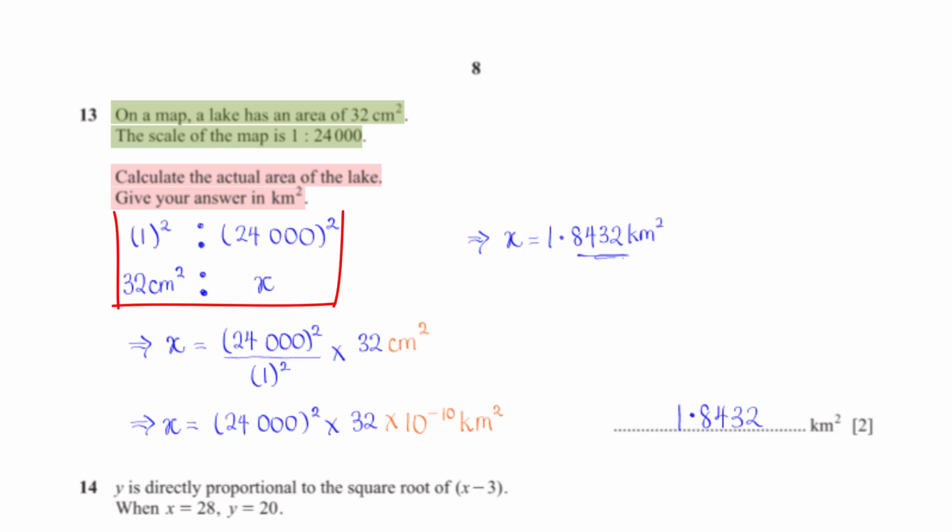So first off, we will set up our ratio, and since we are dealing with area, we are going to square the scale. And so to find the area of the actual lake, we now have 24,000 squared divided by 1 squared times 32 centimeters squared. To convert centimeters squared to kilometers squared, we multiply 32 by 10^-10. And when we type this into the calculator, we get a final answer of 1.8432 kilometers squared.